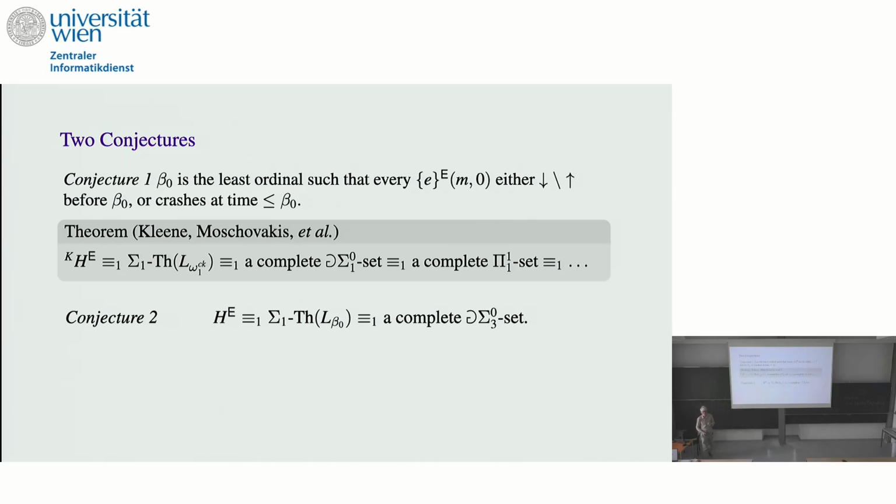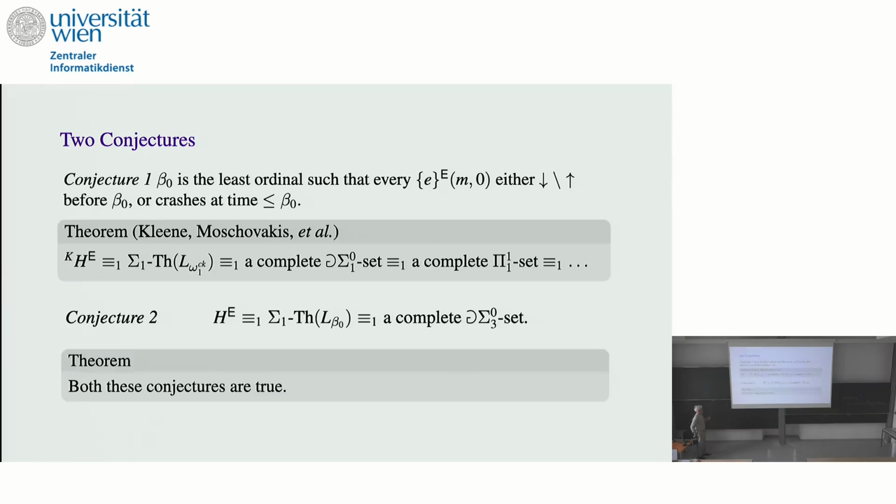So the conjecture here is that this halting problem in our setting is recursively isomorphic to, well, what? The sigma 1 theory of this L beta 0. And it's recursively isomorphic to a complete G sigma 0 3 set. And indeed, this is what happens. These things are both true.